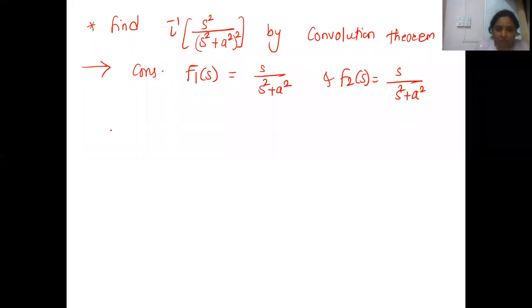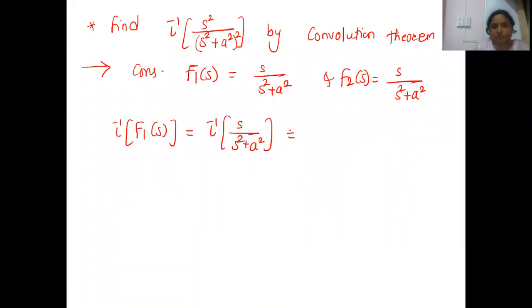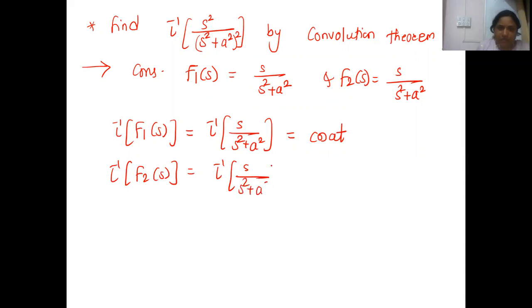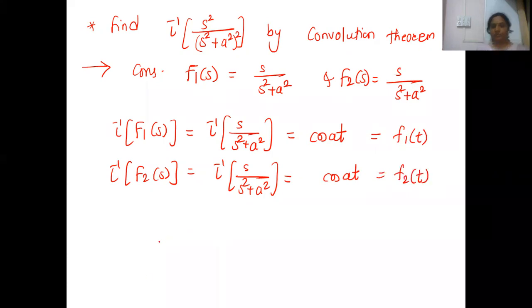Two functions of s we have identified. Next we take the Laplace inverse of them. The Laplace inverse of F1(s), that is s upon s square plus a square, is cos at. Then the Laplace inverse of F2(s) is exactly similar, s upon s square plus a square, which is also cos at. Both functions are the same. One of them is f1(t) and the other is f2(t).